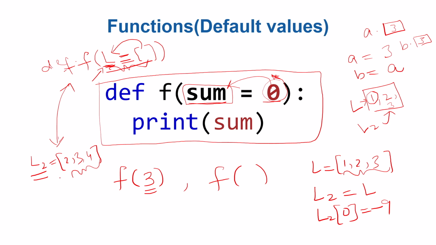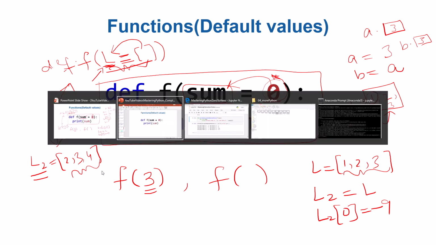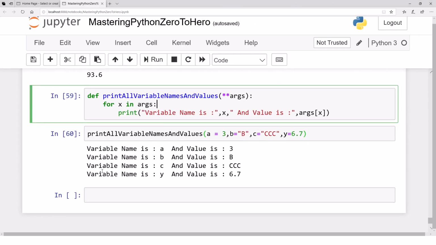Why don't we move to Jupyter Notebook and see that example? Or why don't we do that in the next video? What do you think? This video? Okay, same video. Okay, let's go to Jupyter Notebook and see the default values.